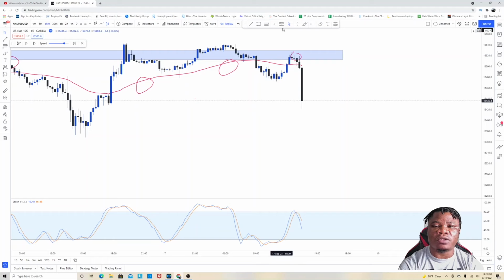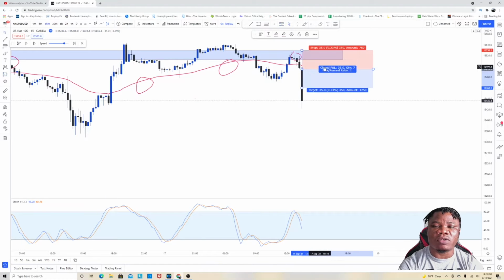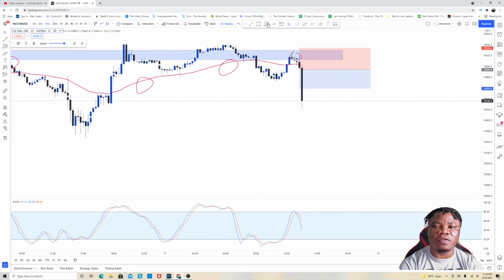Now my entry would be right over here. I would have my entry right here, and I can have my stop loss right above the previous zone right here. I'm gonna just have that at 400 pips. That's a lot of pips, just like I told you guys. NAS100 is a very volatile pair.